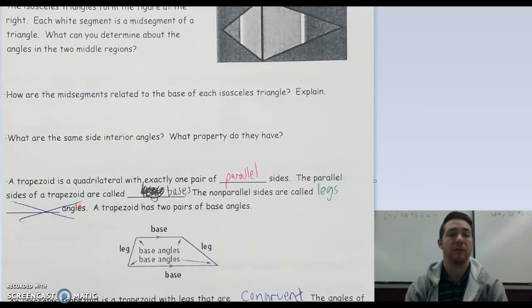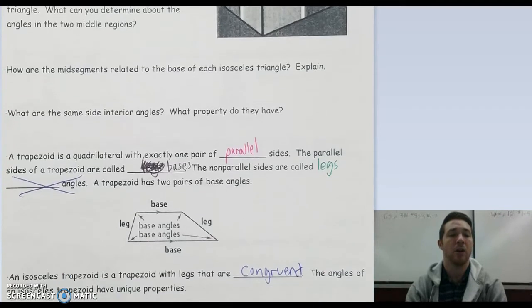The parallel sides of a trapezoid are what we call the bases. So in this figure I have a base on the bottom and a base on the top. Those two sides are parallel. The non-parallel sides are what we call the legs. So again, I have the legs running from one base to another, but these are not parallel if I have a trapezoid. A trapezoid has two pairs of base angles. I have base angles along the bottom here, and I also have base angles I can refer to on the top because I have two bases in that trapezoid.